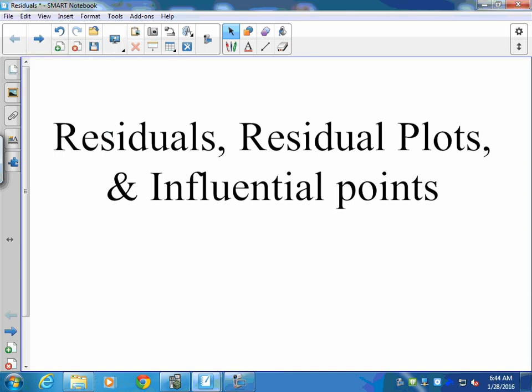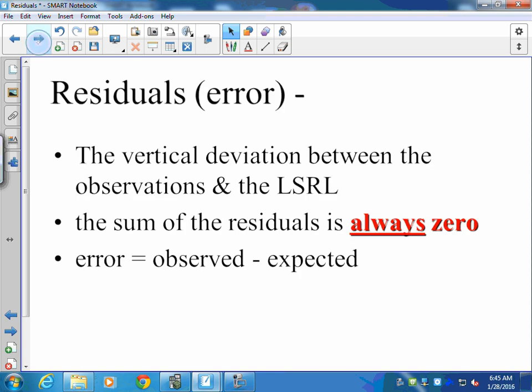Hello and welcome to today's lesson on residual values, residual plots, and influential points. We're really wrapping up our unit on bivariate data and regression.